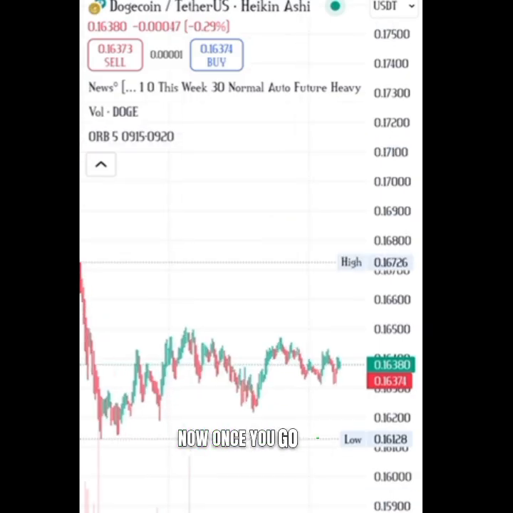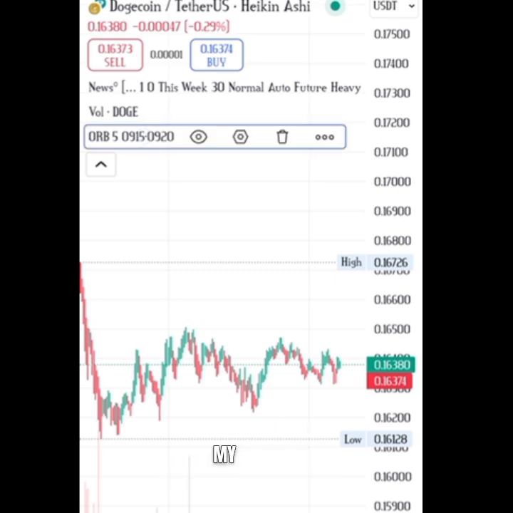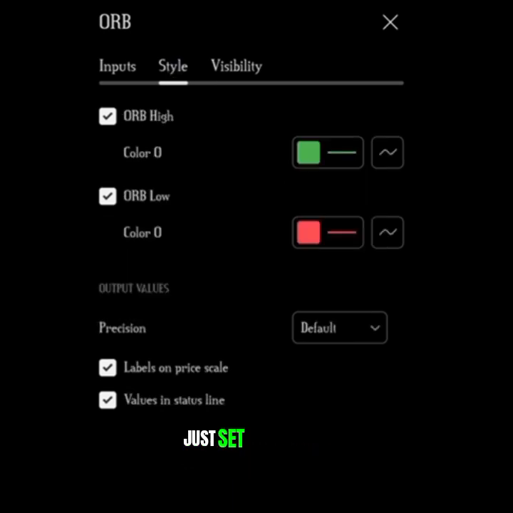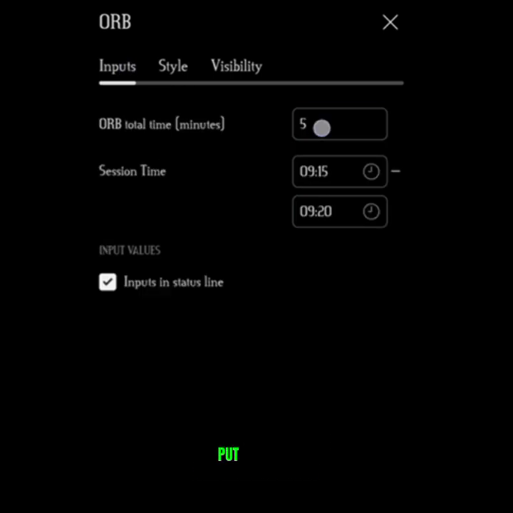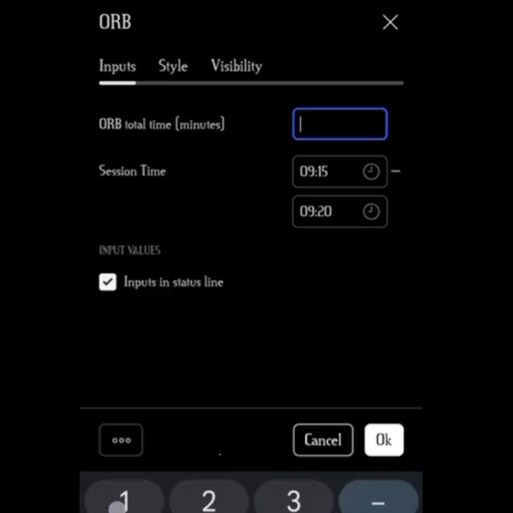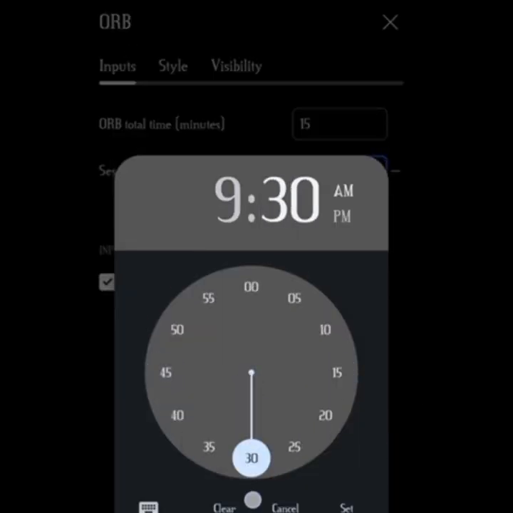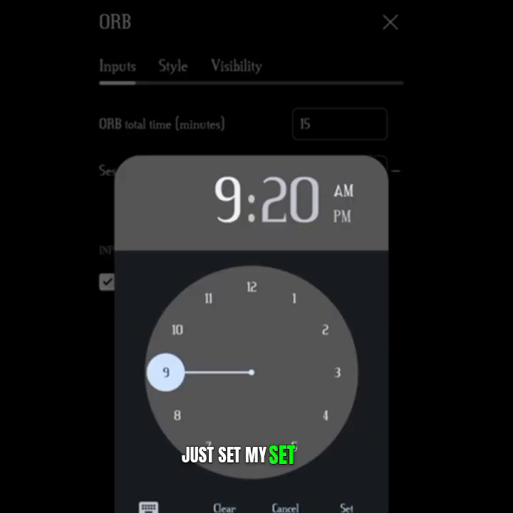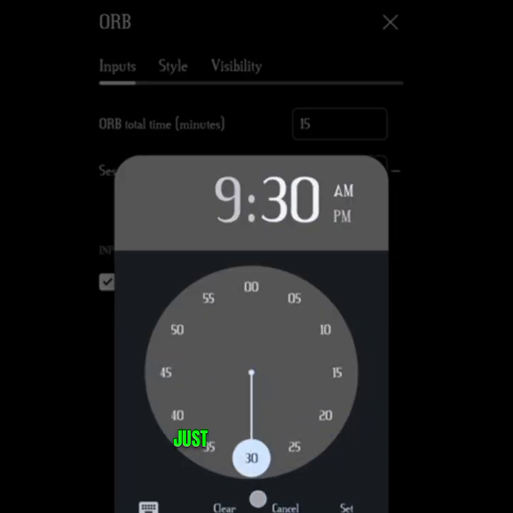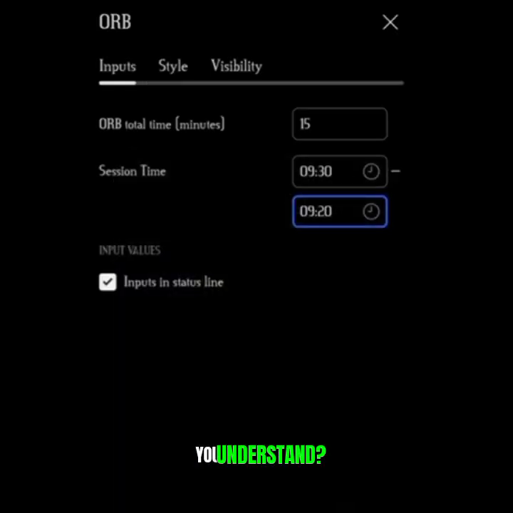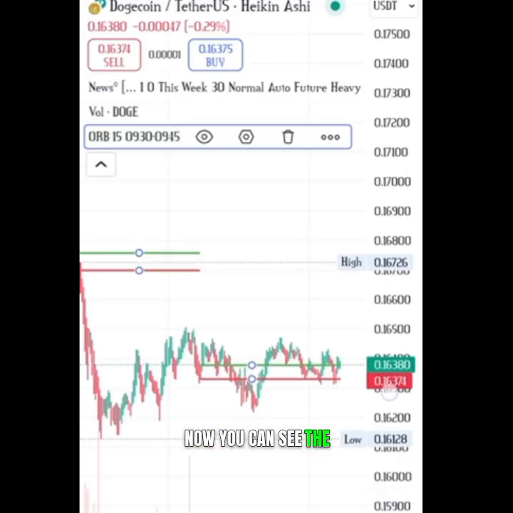Now once you go back here, you click on these settings. You should screenshot this and see my settings. You can see the style. Just set it as yours. Put this on 15. Change the timing to 9:30. Just set yours exactly as I am setting mine. Now you can see the charts.